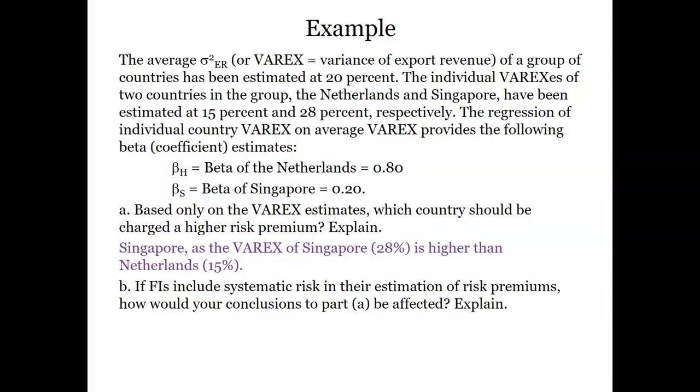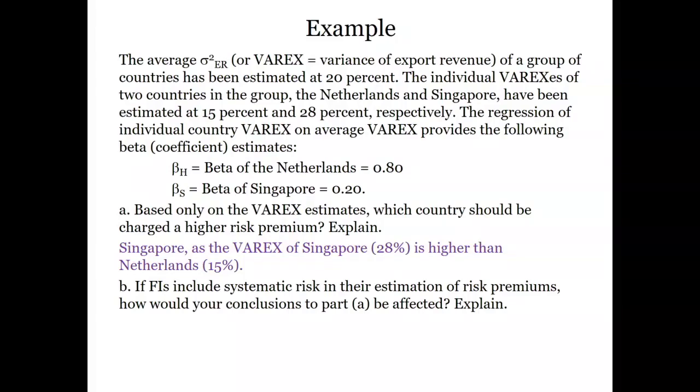Netherlands have a higher beta, right? So the correlation between Netherlands' variance of export revenue and the global average is higher. What does that mean? Systematic risk of Singapore is lower. Yeah, so essentially it means when something goes wrong around the world, Netherlands will be affected more, whereas Singapore will be affected less.